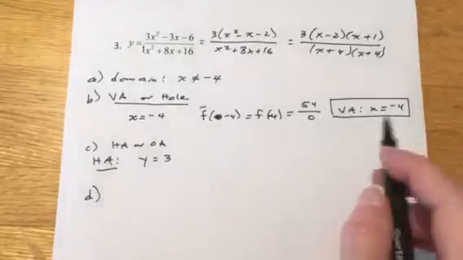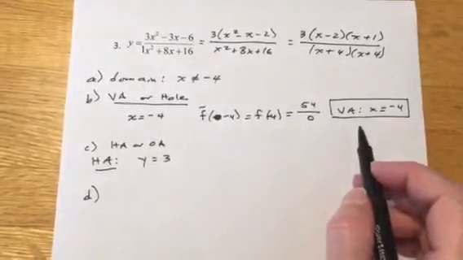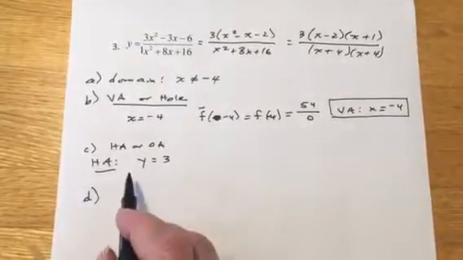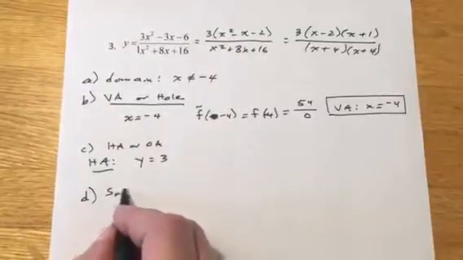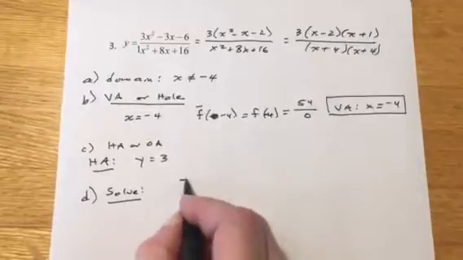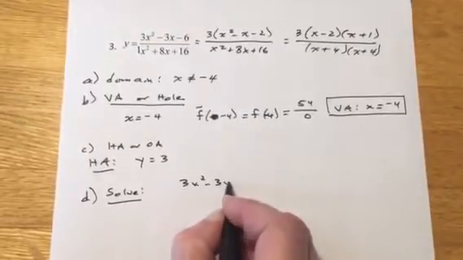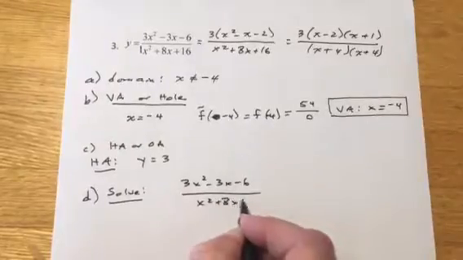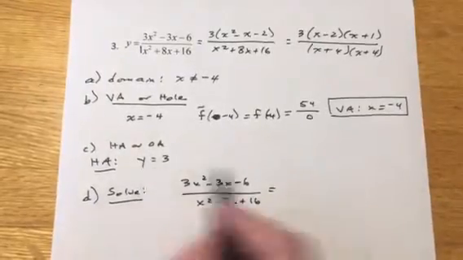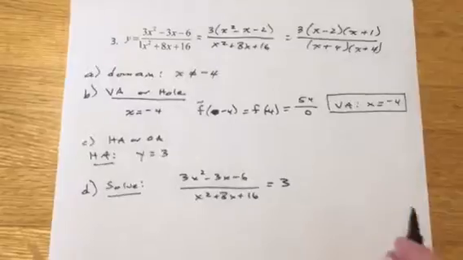Since there is a horizontal asymptote here, we can decide if our graph crosses that asymptote. Okay, our rational functions will never cross the vertical asymptotes, but they could cross horizontal or oblique ones, and we just want to know if they do or not. So remember, we need to figure out when this function, 3x squared minus 3x minus 6, all over x squared plus 8x plus 16, when does that ever equal 3?